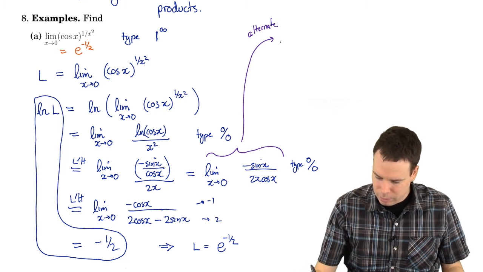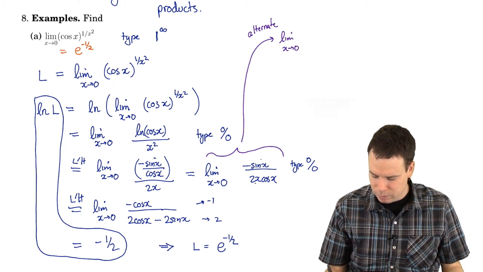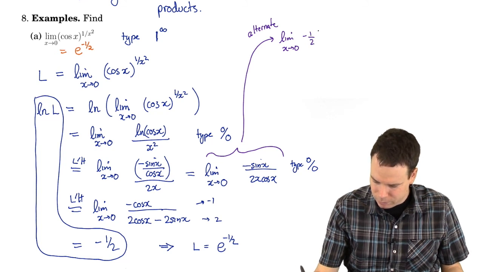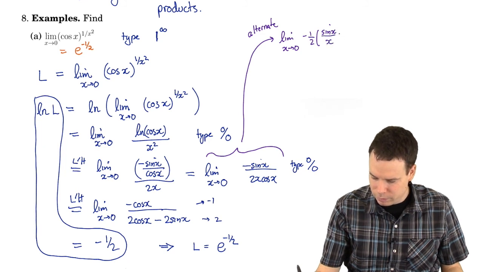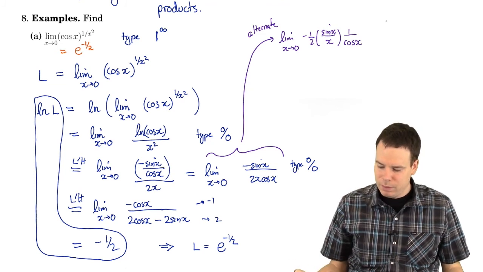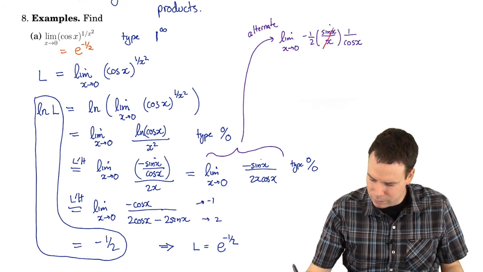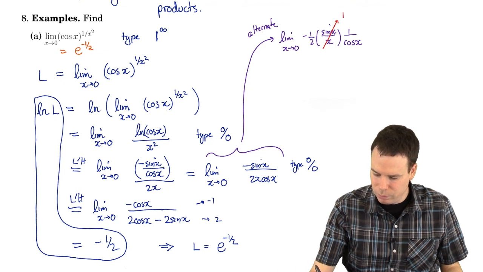The limit as x goes to 0 of negative sine x over 2x cos x. I can split this up. I'll bring out a factor of negative a half, and then I'm going to group the sine x on the top with the x on the bottom, and then I'll just leave the 1 over cosine x by itself. Now the reason I've done this is because we know the value of this limit. Sine x over x as x goes to 0 has a value of 1.